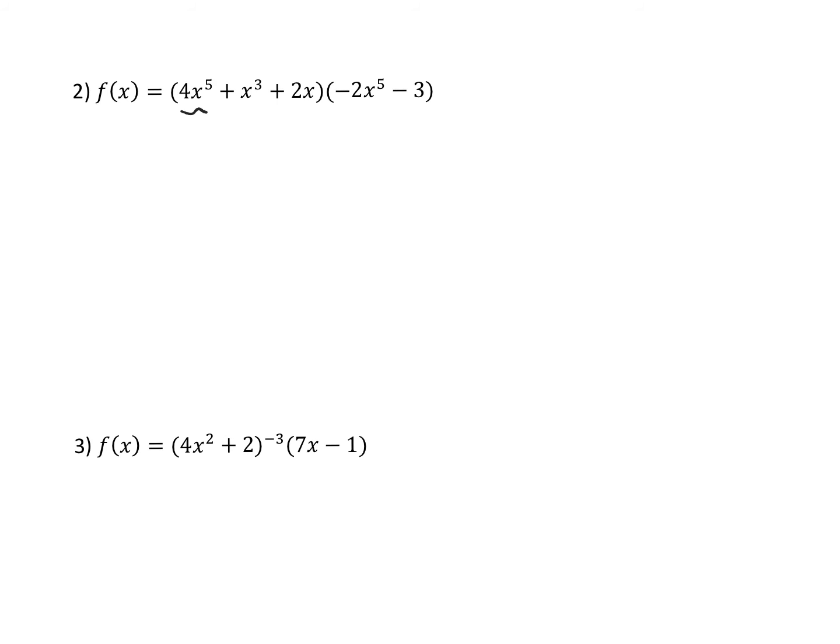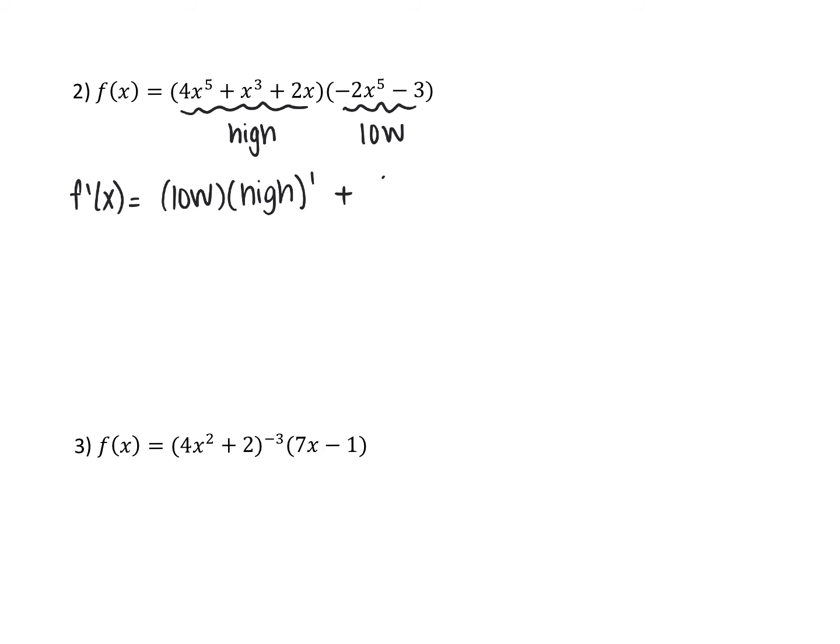So our first function, we're going to label as my high, and my second function, we're going to label as my low. And we're going to write down the formula for the product rule. Low times d high, or high prime. That's what it means, d high. Low d high plus high times d low, or low prime. So let's fill in. So low, we're just going to repeat what our low function is. So negative 2x to the fifth minus 3 times the derivative of high.